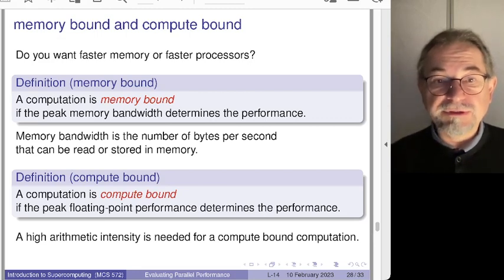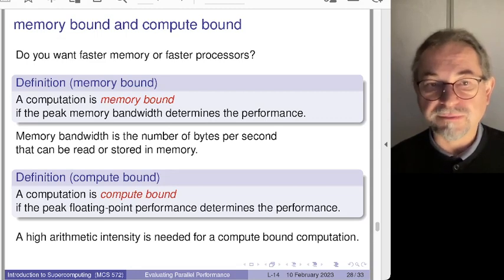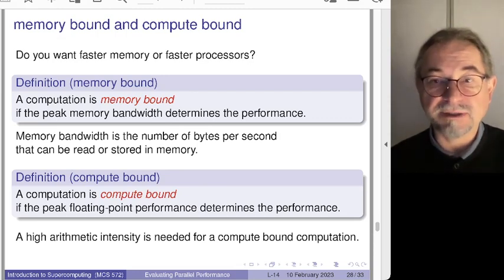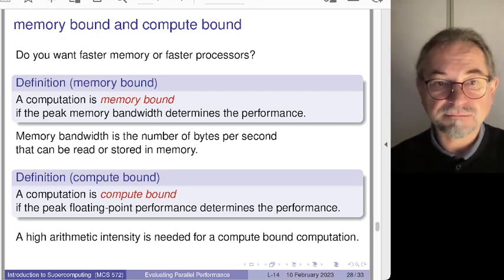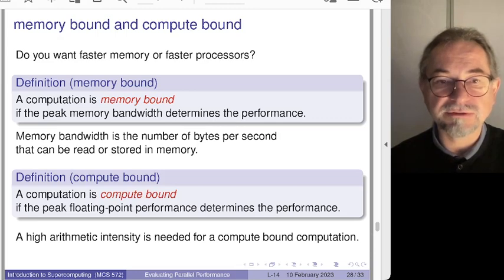On the other hand, in scientific computing, we think about flops, and we often think that the peak floating point performance determines the performance. And this is only so if we have computations that have a high arithmetic intensity. So these are two things to keep in mind.